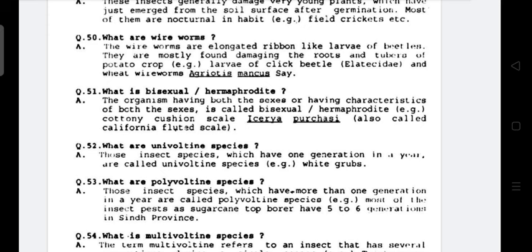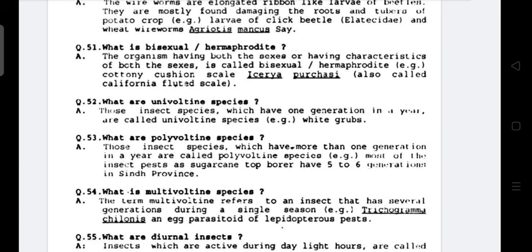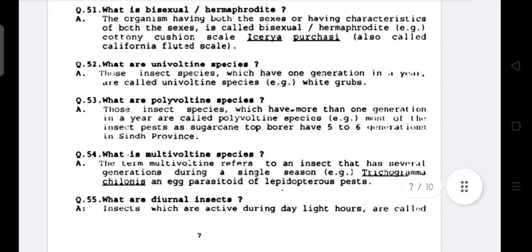So, question: a scale is a bisexual or hermaphrodite insect. What are univoltine species? Those insect species which have only one generation in a year are called univoltine species. What are polyvoltine species? Those insect species which have more than one generation in a year are called polyvoltine species.